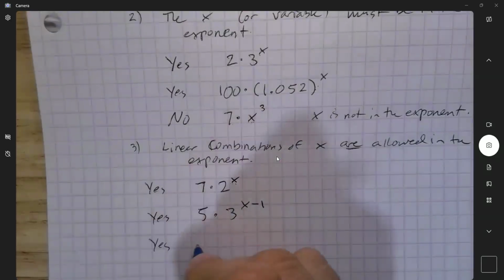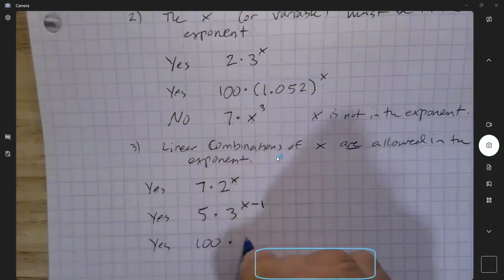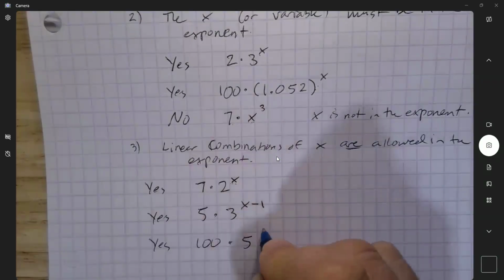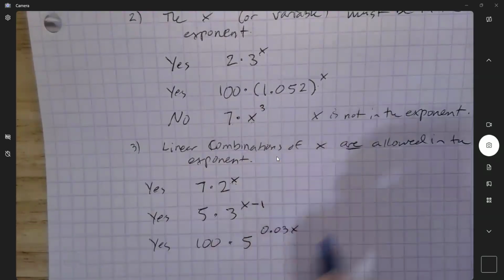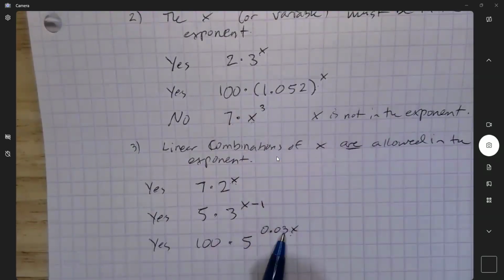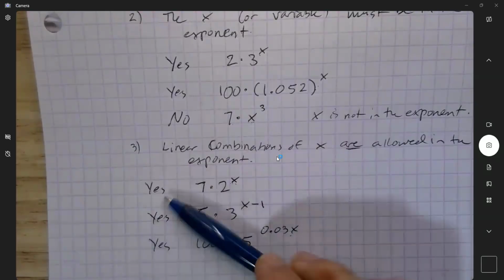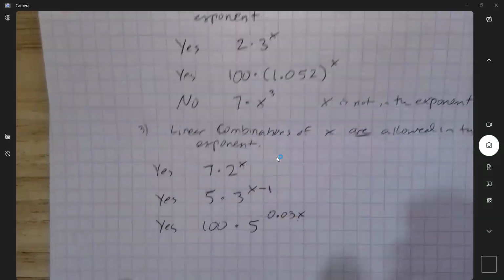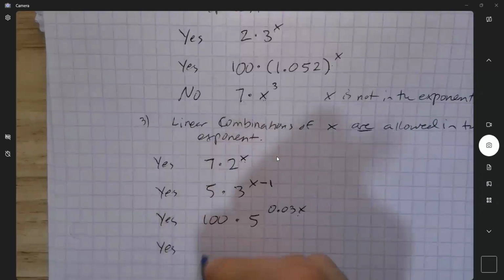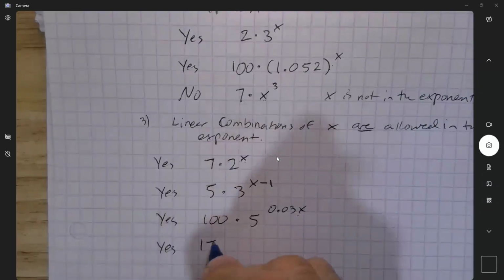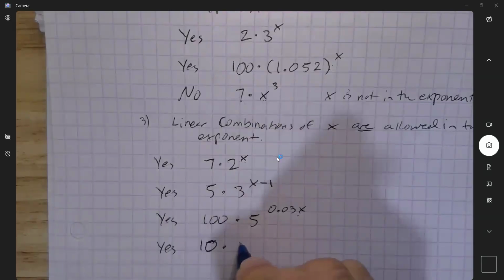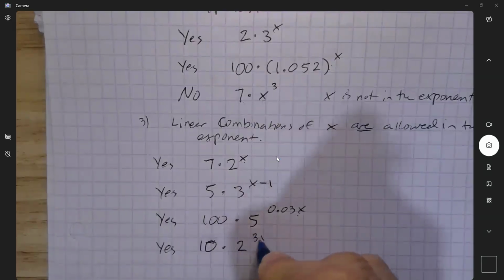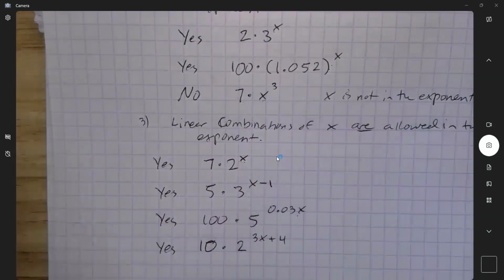I can do something like multiplying the x by a number. That's okay too, because that's a linear combination, right? 0.03x, that's just a number times x. And I can combine all that even and do something like 10 times 2 to the 3x plus 4. All of these are versions of exponential functions.